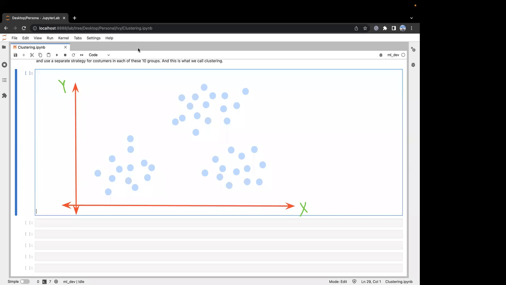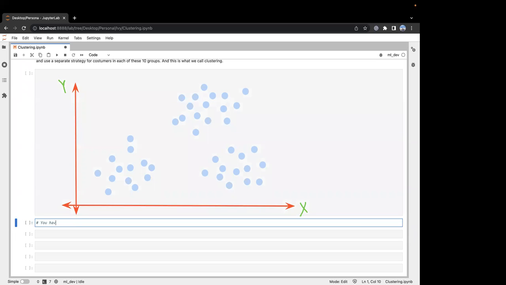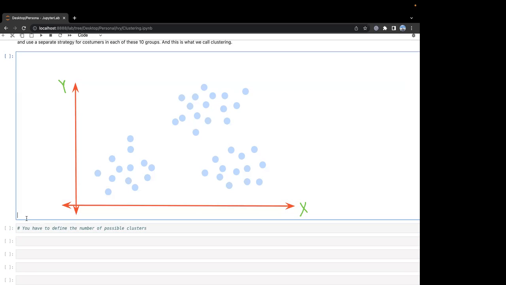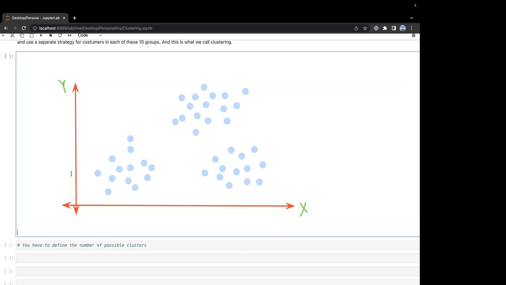So the first problem of clustering is that you have to define the number of possible clusters. There is a way to automate this process to find the number of optimal clusters, but for now, assume that I have to define the number of clusters. In this case, let's say I define that there are 3 clusters. I tell my program that there are 3 clusters. How will my program find out those 3 clusters? We will discuss this algorithm now.